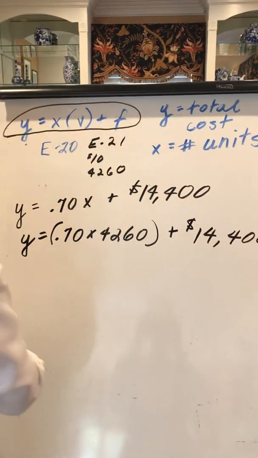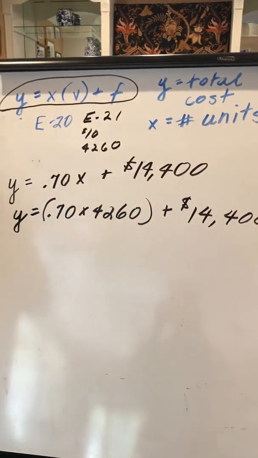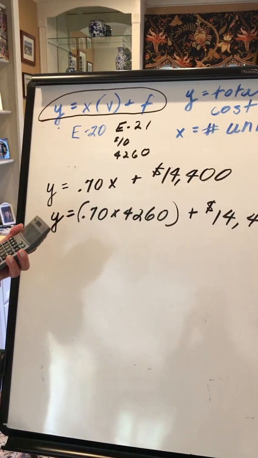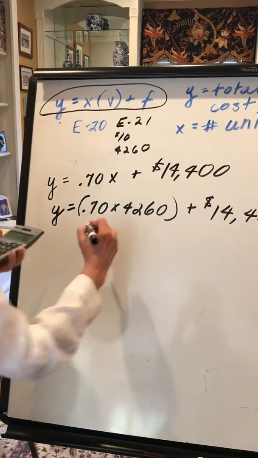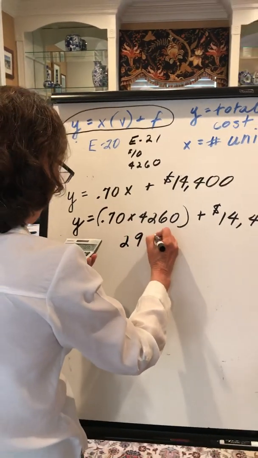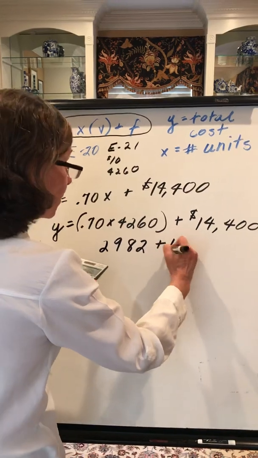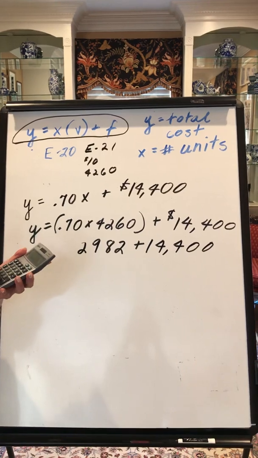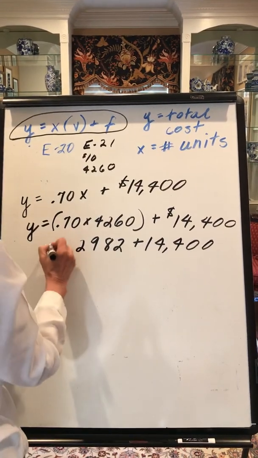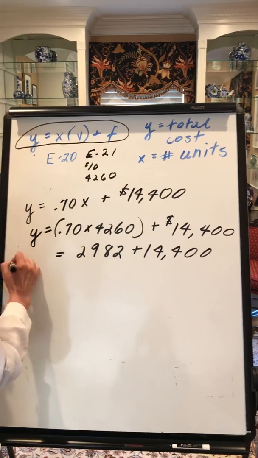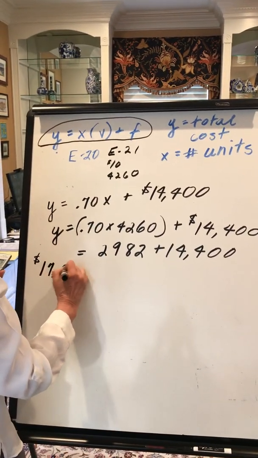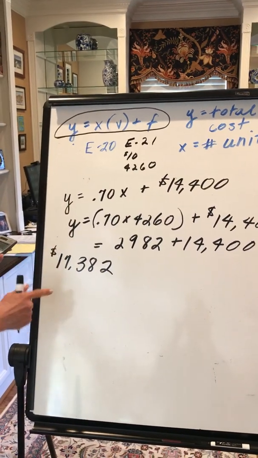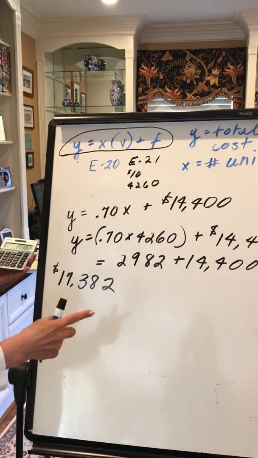14,400. So 70 cents times 4,260. 0.7 times 4,260. $2,982 plus 14,400. Okay, so their total costs will be $17,382. That's our Y. They ask us, well, how much money will they make?